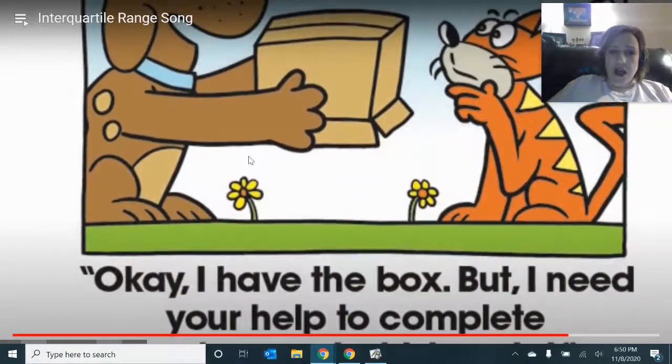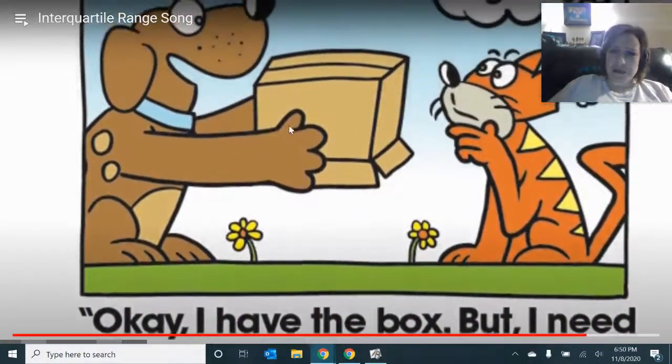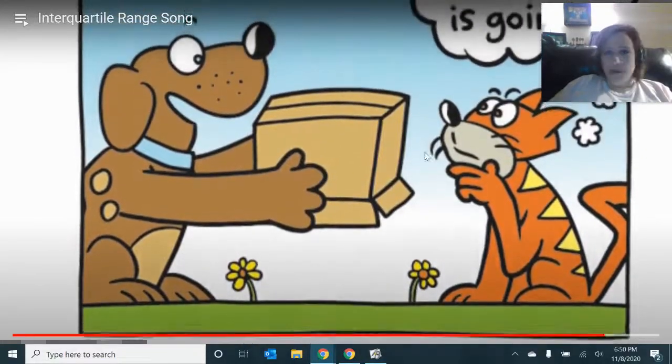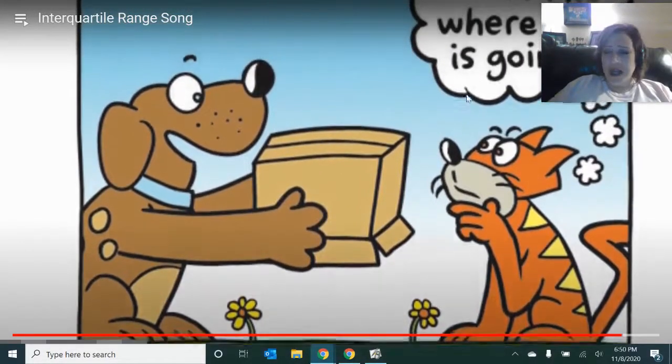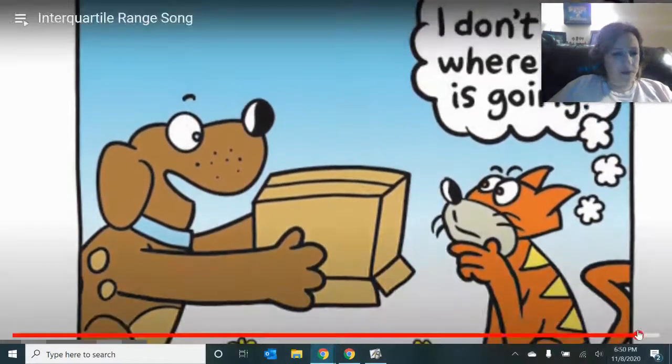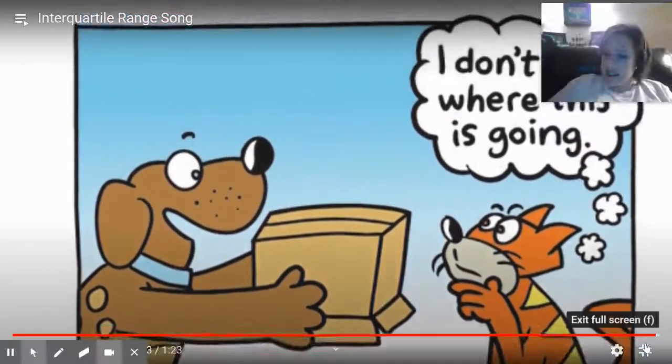This dog says, okay, I have the box, but I need your help to complete the box and whisker plot. And the cat says, I do not like where this is going.